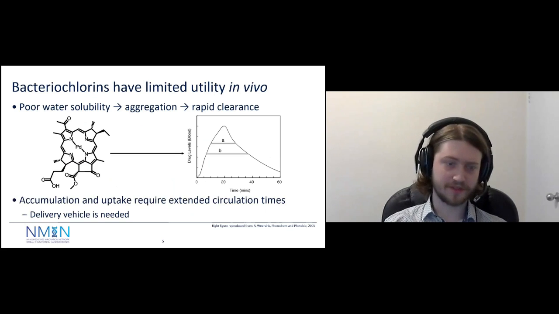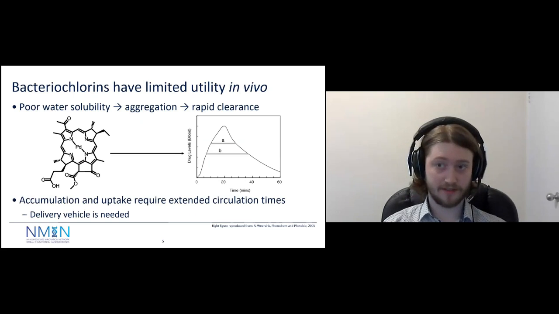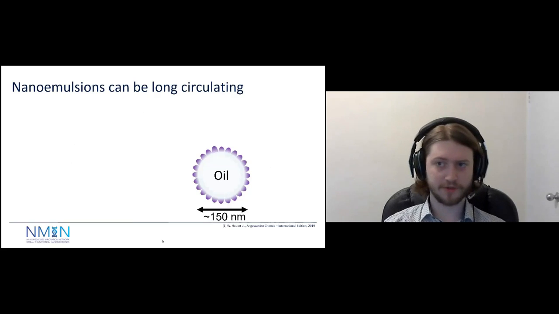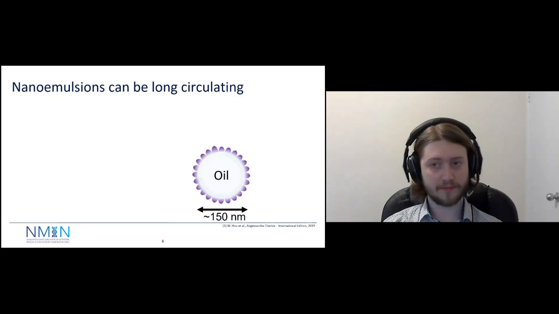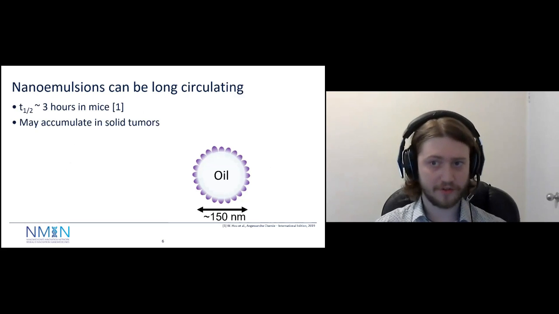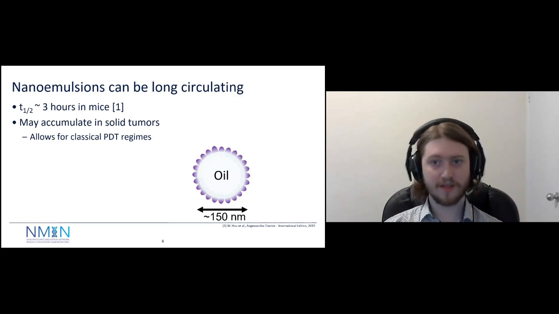This is an issue because accumulation and uptake into solid tumors typically require extended circulation times on the order of several hours to even days. So some sort of delivery vehicle is needed. And this is where nanoemulsions come in. These are typically oil and water droplets, which are roughly 150 nanometers in size, and they can be long circulating. Our lab has previously demonstrated that a chlorin-based nanoemulsion had a 3-hour half-life in mice, which may allow for accumulation in solid tumors, which would allow for classical photodynamic therapy regimes.